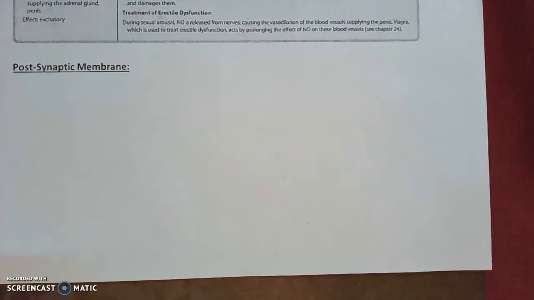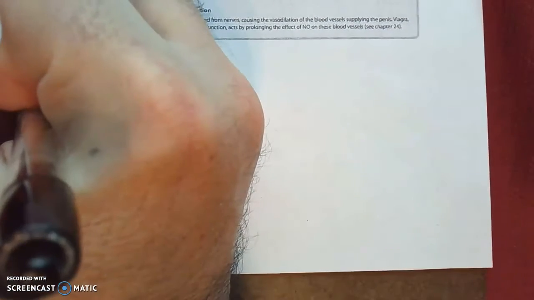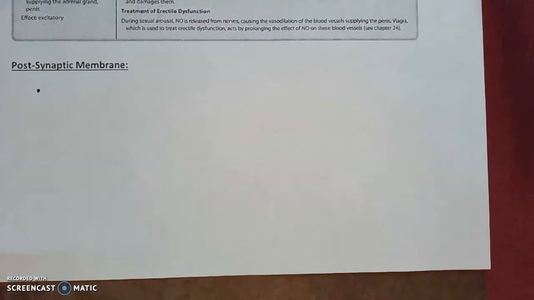This is video number 18 for chapter 12, the nervous system. And we're going to take a look at what happens at the postsynaptic membrane. So a neurotransmitter has been released, it travels across the synapse, and it reaches the postsynaptic membrane. So two things can happen. We can either have an action potential being generated, or we can have one being inhibited.